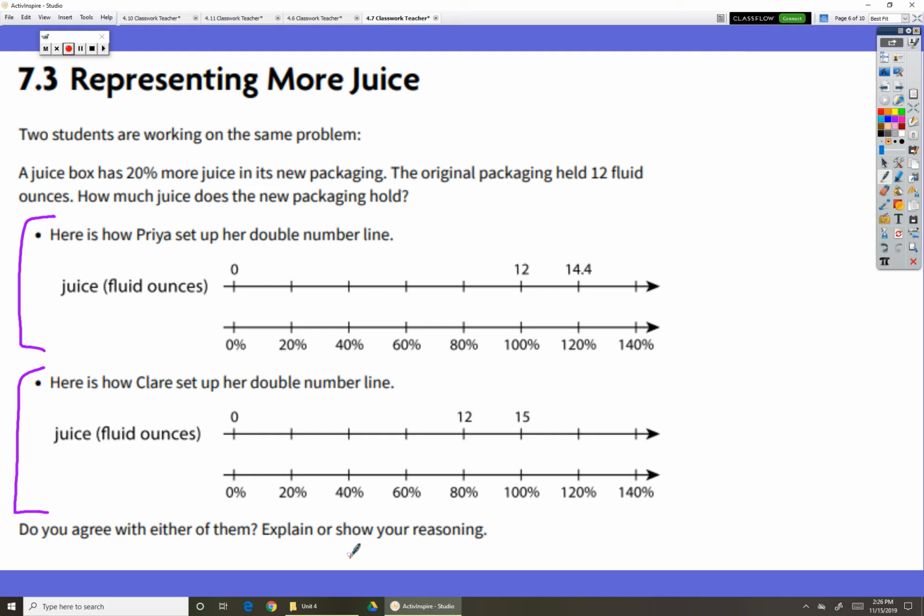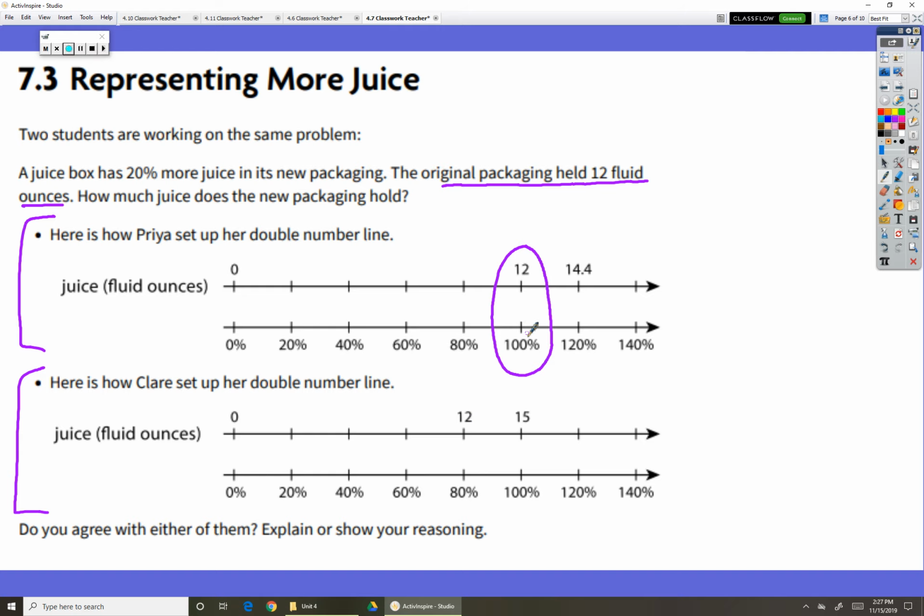Okay, so the problem says the original packaging held 12 fluid ounces. The original is what goes above 100%. So if we look at Priya's, Priya has 100% and the 12 together, but Claire took off 20%. She thought that 12 was the new amount, not the old amount. And yeah, she thought she could just take off 20% from there and put 12 there. But that doesn't work because she has the new amount there.